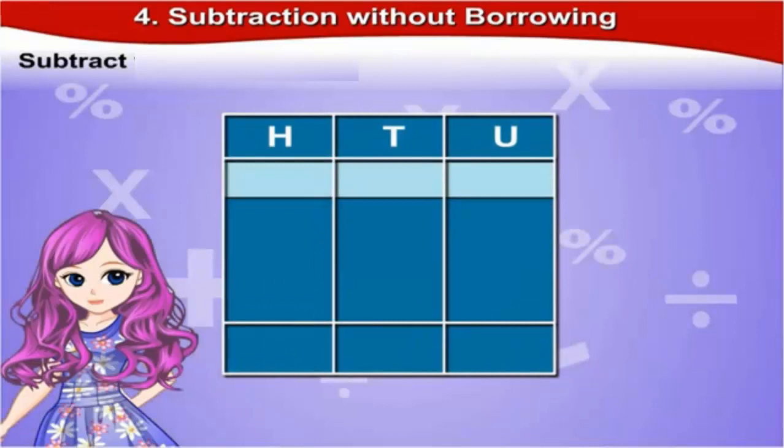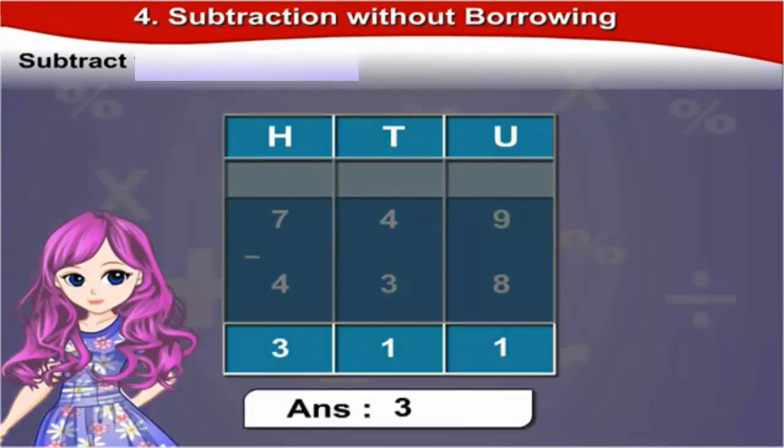Now let us see the next sum. 749 minus 438. Now we have to begin from the units column. 9 units minus 8 units is 1 unit. Then in the tens column, 4 tens minus 3 tens is 1 ten. In the hundreds column, 7 hundreds minus 4 hundreds is 300. So it is 300, 10, 1 unit, which means the answer is 311.